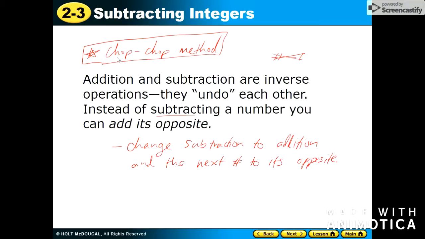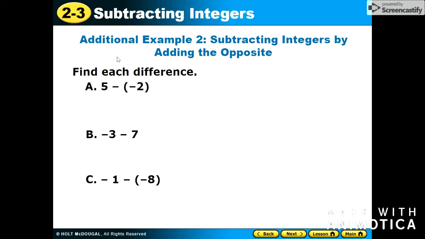So let's see what an example of that might look like. For letter A, it says find each difference. Okay, I have 5 minus -2. Okay, so go back to the rule I just gave you. The chop method says change the subtraction. So here's our subtraction to addition, and the next number to its opposite. So the opposite of -2 is +2.